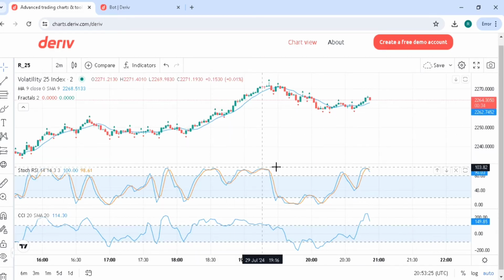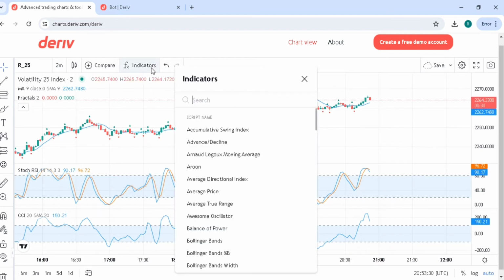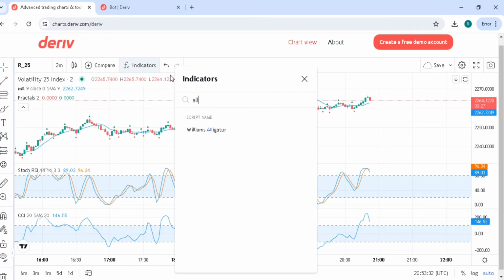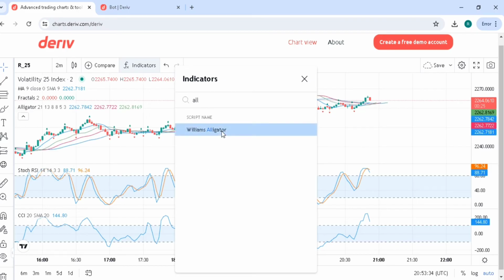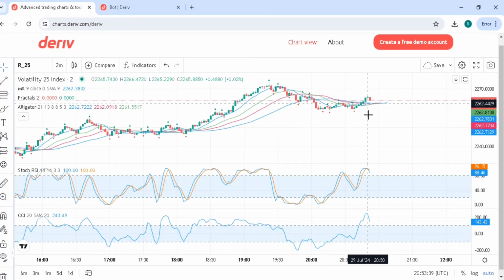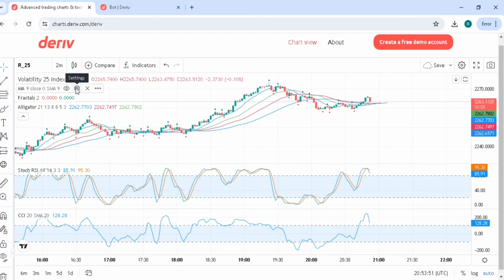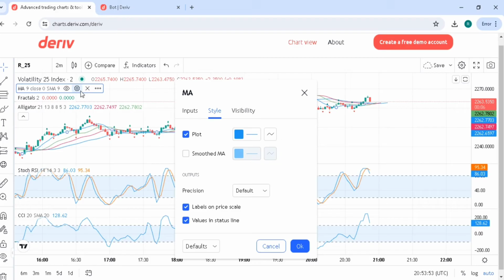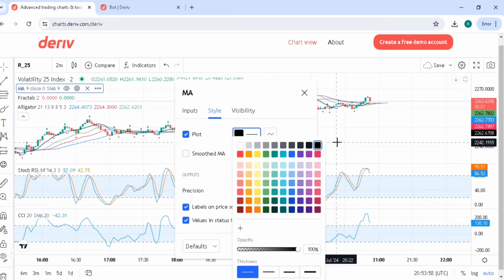So this one could be a good market for a fall. Now we can also include the other indicators. You don't have to use all of them, but for the purposes of confirmation, for instance, if you look at the Williams indicator, it is showing that now these lines, let me give the moving average a different color, like black.